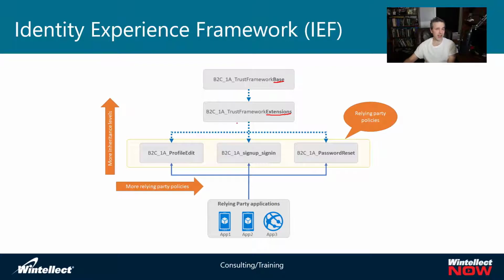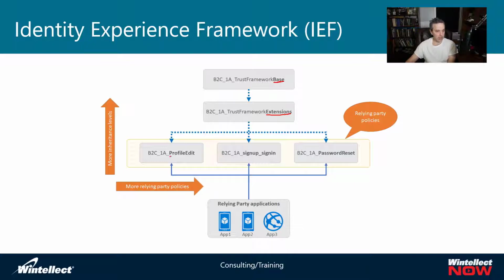Because B2C can support multiple applications, this one might be related to application 1 and 2, but you might have another extensions that is related to app 3 and 4, while they might use the same base for all the apps 1, 2, 3, and 4. Then from extensions, we get down into specific journeys, the user journeys that we're going to be talking about. And those are typically defined in these files here.